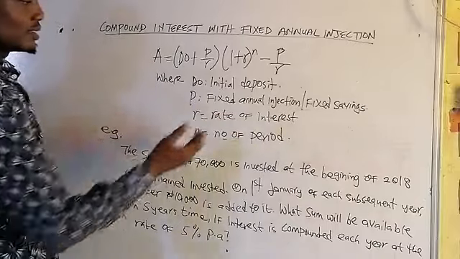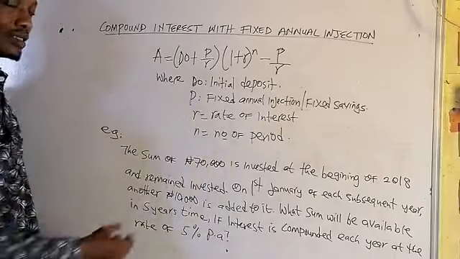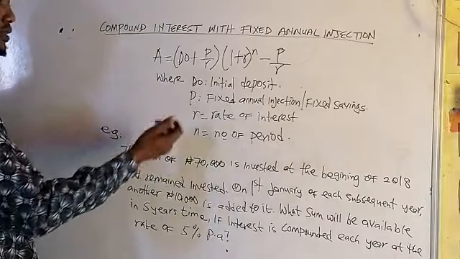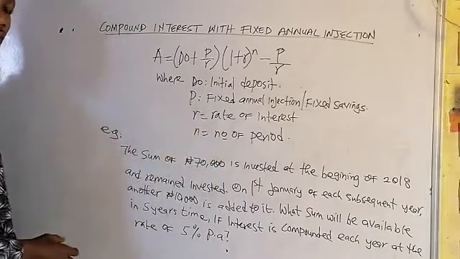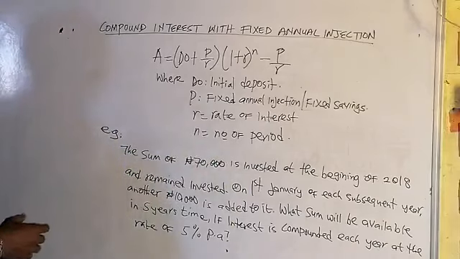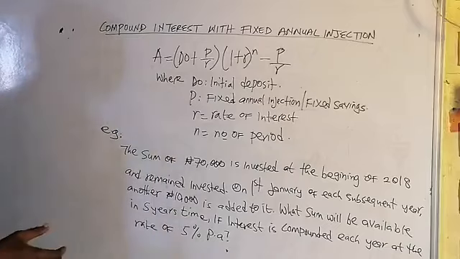R is the rate of interest. That is the interest you are generating on your investment. While n is the number of periods. If that is the case, let's quickly look at this particular example and visualize what we have been talking about here.